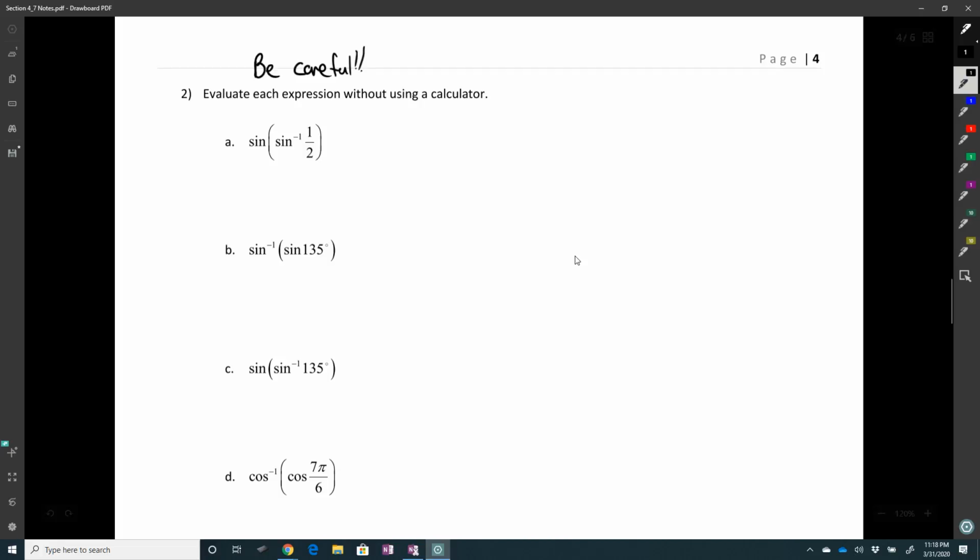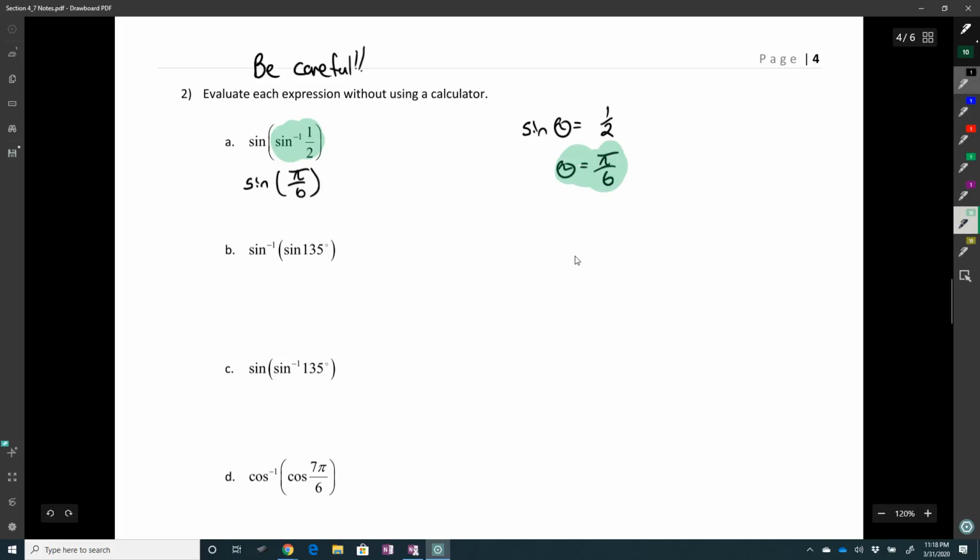So in this case, we already did this one earlier. Sine of theta equals 1/2. We already found out that theta is pi over 6. So this is the same thing as saying sine of pi over 6, because this is the same as that. And sine of pi over 6 is 1/2. And so here it worked out. Notice the sine and the inverse sine just cancel each other out, and you're left with just 1/2. But that doesn't always happen. So let's move on to this next one.